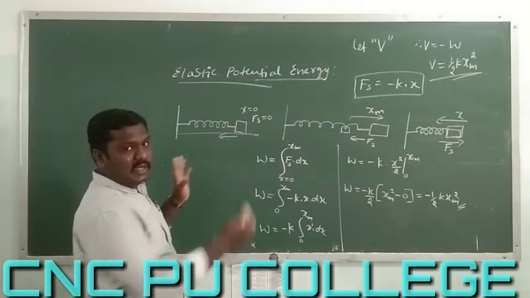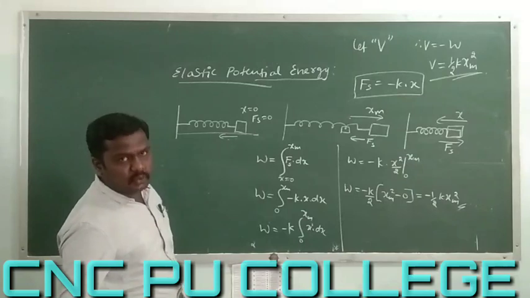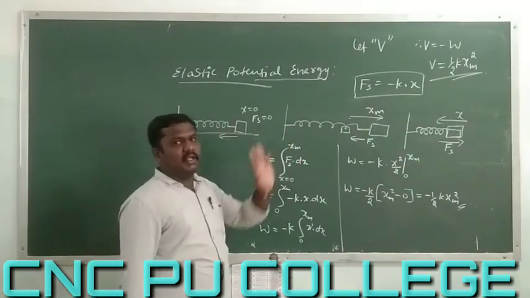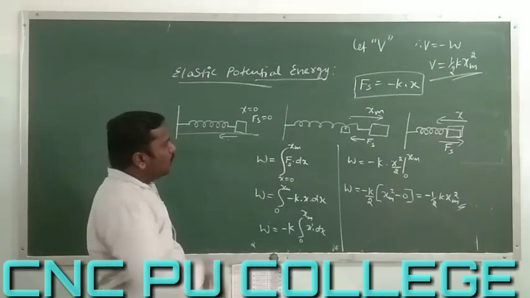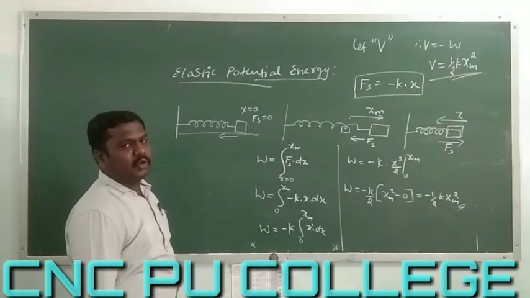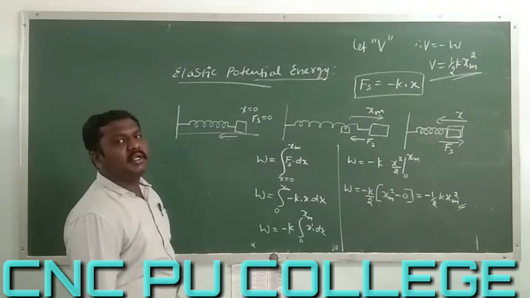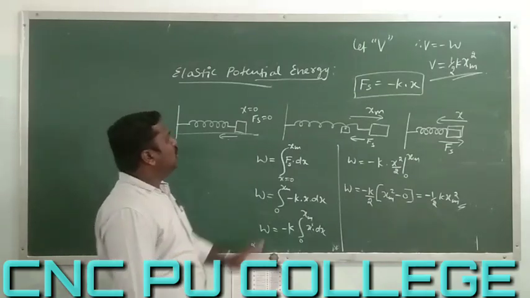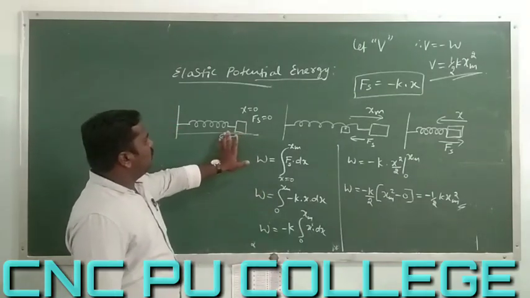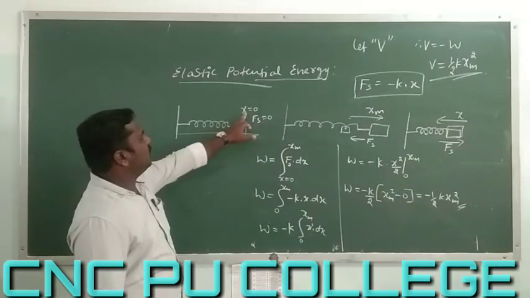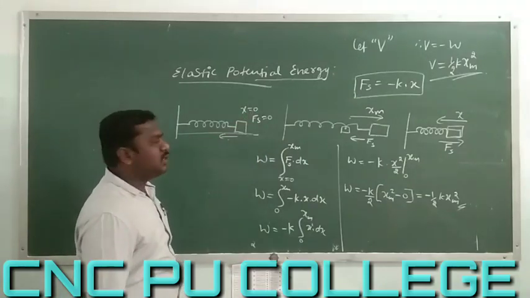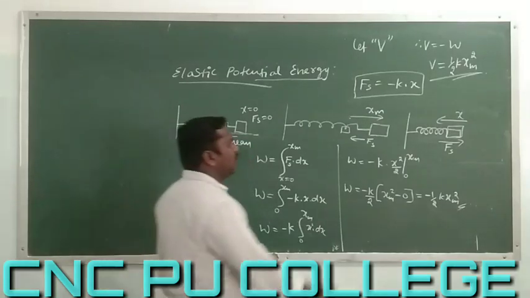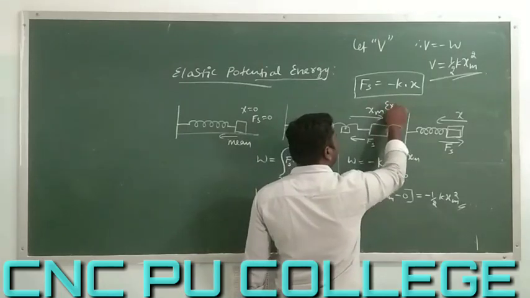Please take a screenshot, or you can refer to the notes, nothing to worry about. Now we have to prove the conservation of mechanical energy, isn't it? Here also we have two kinds of energies, the potential energy and the kinetic energy, and there is interconversion of potential energy to kinetic energy and kinetic energy to potential energy. When the spring is in rest position, the displacement is zero, this is considered to be the mean position, and we are going to stretch the spring, and this is the extreme position.